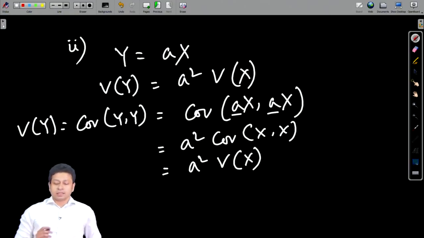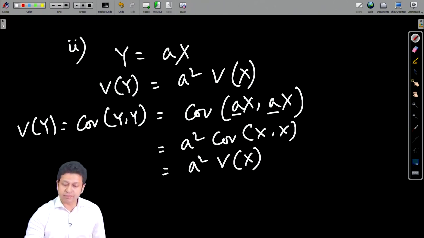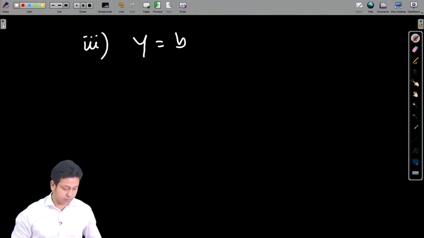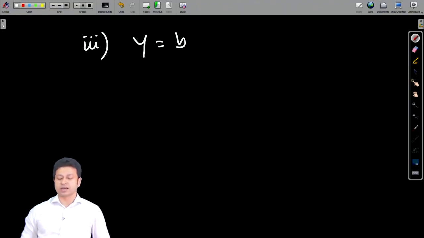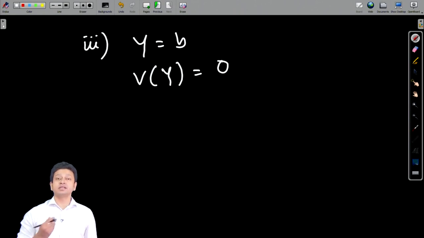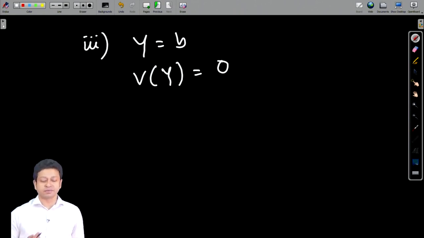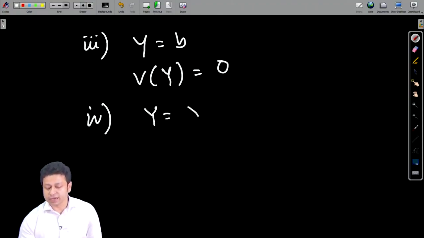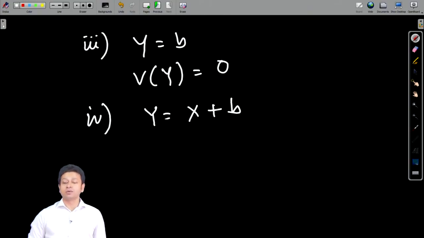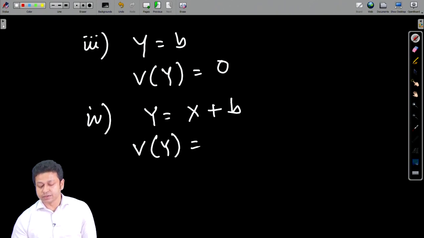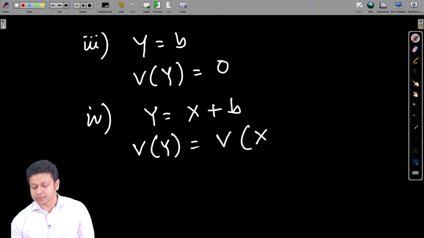So, the third rule of variance is, let us say y is a constant term. If y is a constant term, what would be the variance? Variance of y is going to be 0, because for a constant term there is no question of variance. So, it is simple and intuitive. The fourth: if I have y equal to some random variable x plus some constant term b, how do I get the variance of this? Variance of y is going to be variance of x plus b.